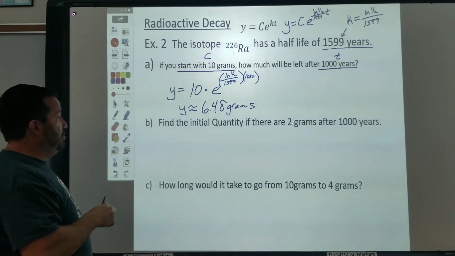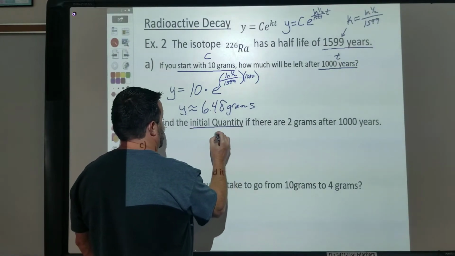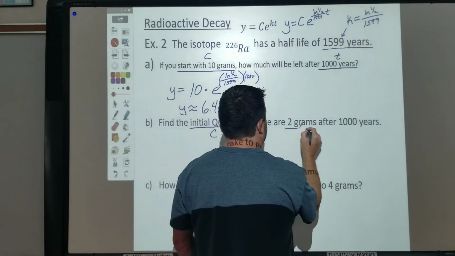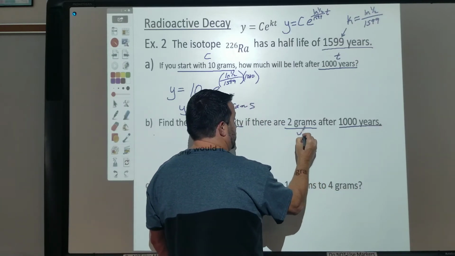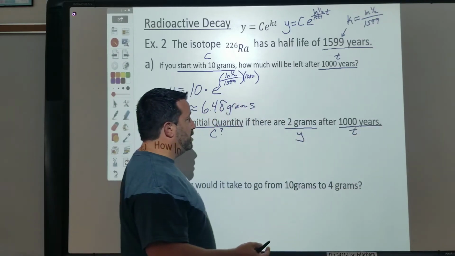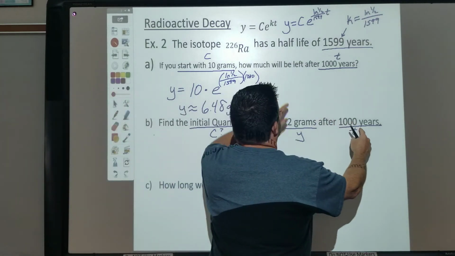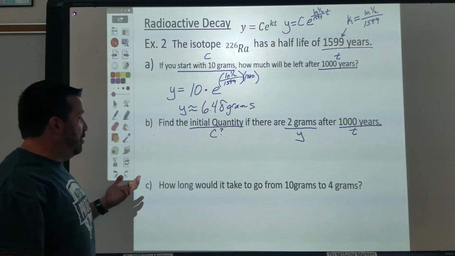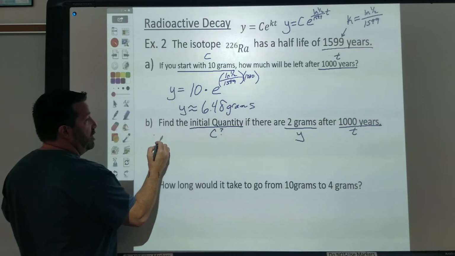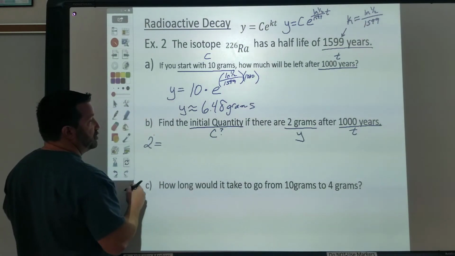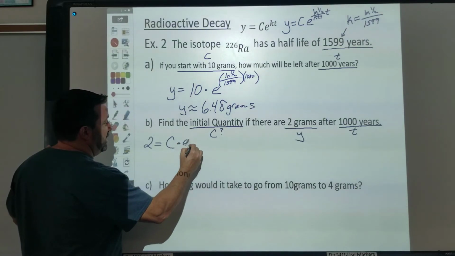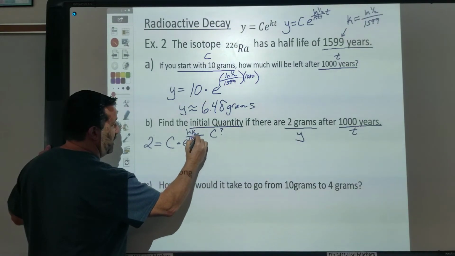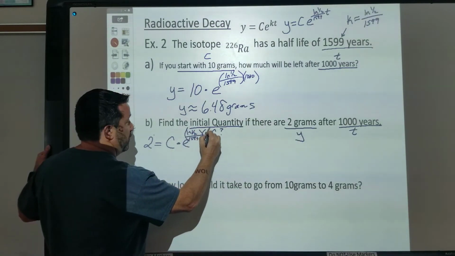Now moving on to the second one. This one says find the initial quantity, so that means I'm looking for C. I don't know C this time. It says there are 2 grams after 1,000 years, so this is my Y and this is T. So I know Y, I know T, and I know the K value because I have that in there. The only thing I'm missing is C. So that's how I'm going to set up this problem. I'm going to have 2 equals C times e to the natural log of 1/2 divided by 1599 times 1,000.